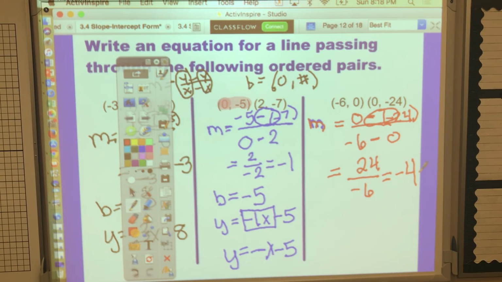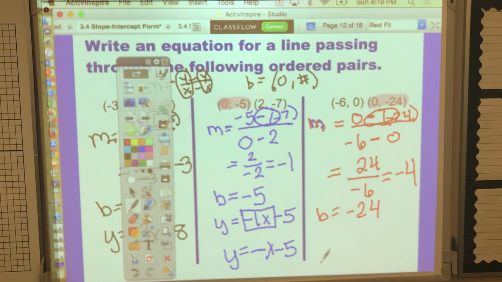Okay, and the reason I said this one's trickier is because now both of my ordered pairs have a 0 in it. So remember, when you're looking for b, you want the ordered pair that has an x that is 0. So the first number has to be 0. Here the first number is negative 6, so that's not the right one. Here my first number is 0. So the second ordered pair is identifying my y-intercept. So b equals negative 24.